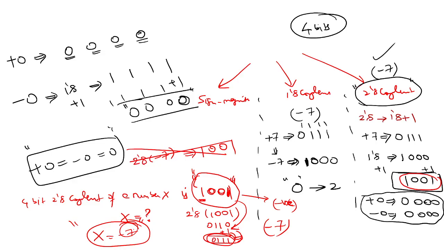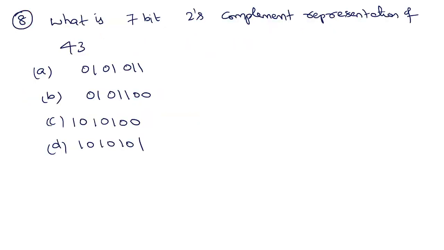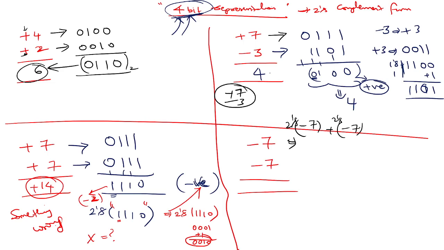What is it? 1001. Correct? Again for this it is 1001. And add these two. 1 1. This is 1 0. This is 1. This is 0. This is 1 0. Okay, 1 plus 1 is 2.